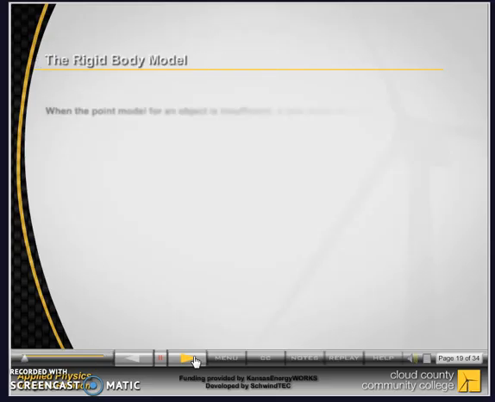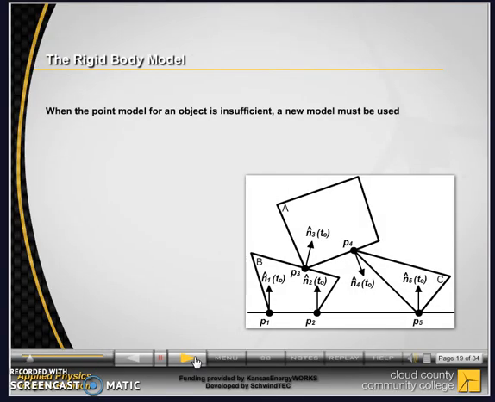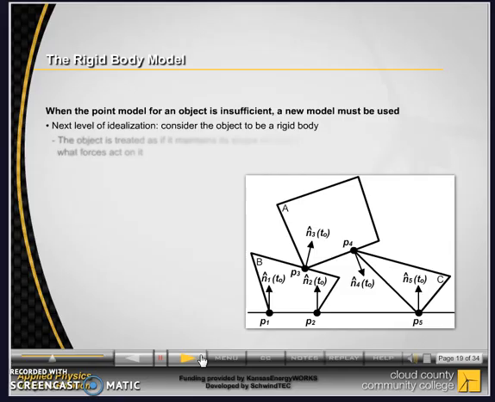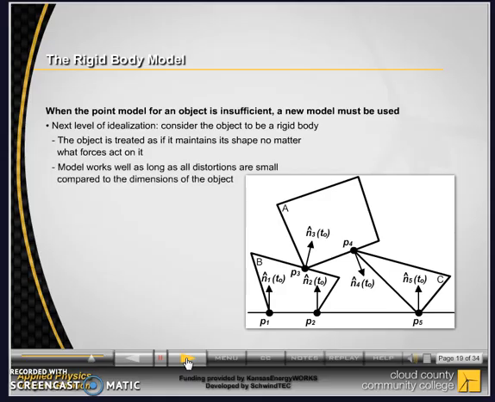When the point model for an object is insufficient, a new model must be used. The next level of idealization is to consider the object to be a rigid body. This means that the object is treated as if it maintains its shape no matter what forces act on it. Of course, real objects bend, flex, deform, or break depending on the conditions they are subjected to. But the rigid body model works well as long as all distortions are small compared to the dimensions of the object.